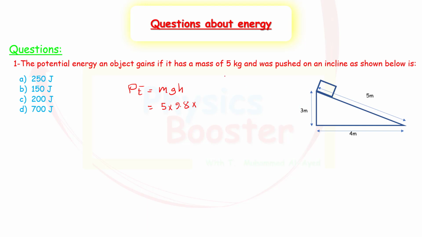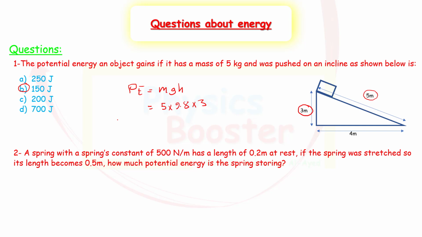Well, actually, h in this case is the height above the ground. So we are going to use this distance, the 3 meters. It's not the 5 meters. The 5 meters is the inclined distance, and it's not the distance used to calculate the potential energy. The distance used to calculate potential energy is the vertical distance. So in this case, it's going to be 3, and the closest answer will be equal to 150 joules.